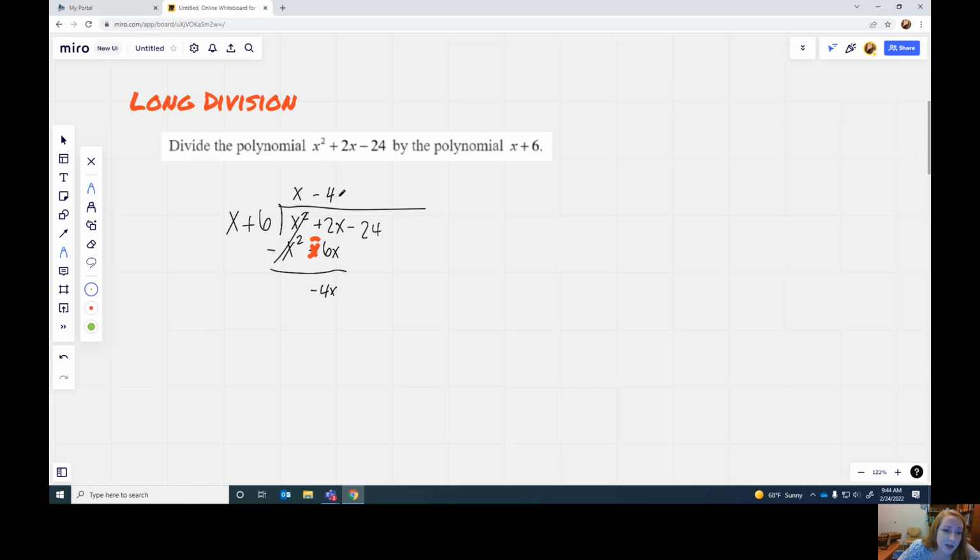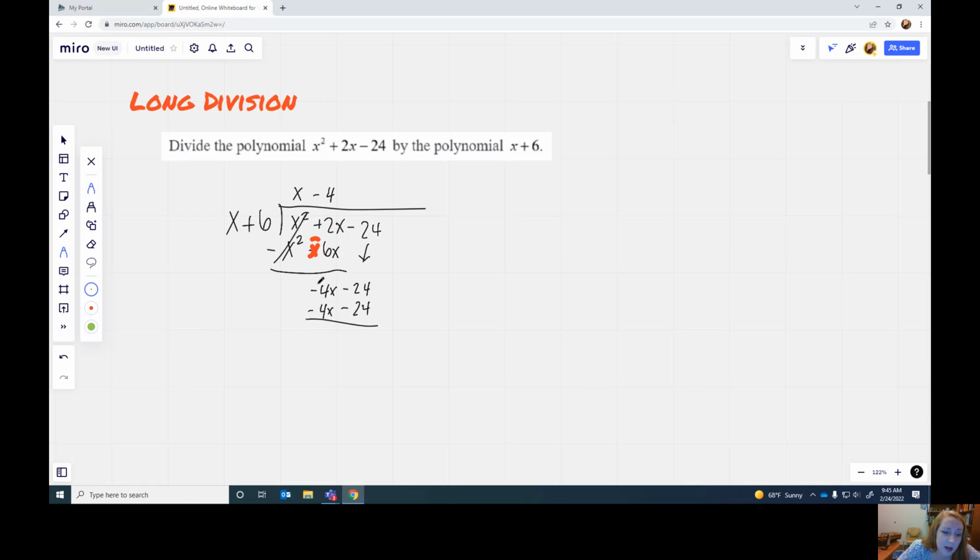All right, so do your multiplication, or distribute that negative 4. And sorry, we need to drop this down too, don't we? All right, so negative 4 times x is negative 4x. We've dropped down this minus 24. Negative 4 times 6 is negative 24.